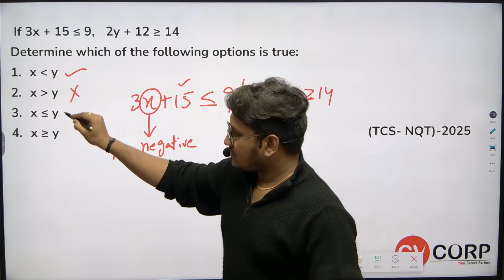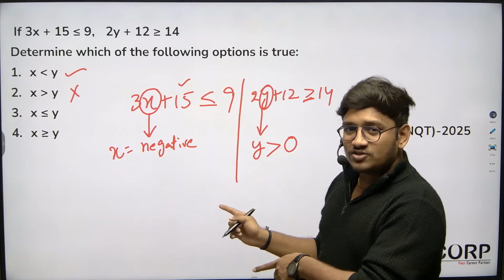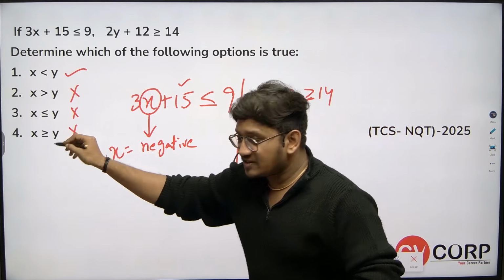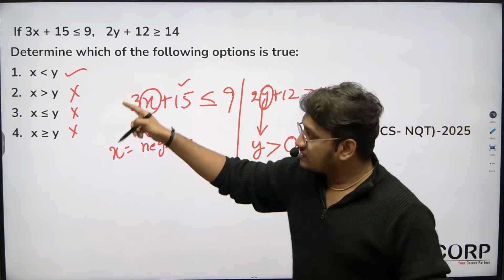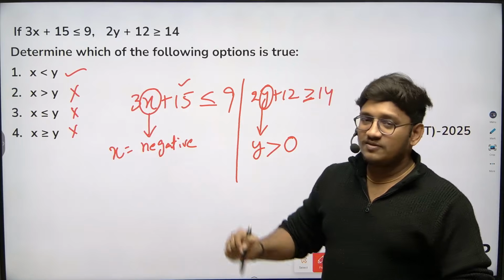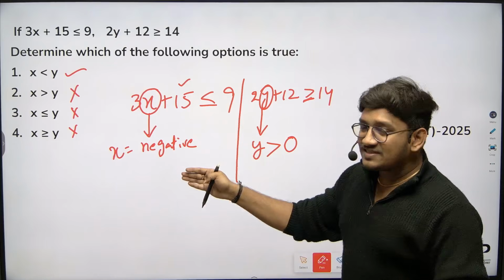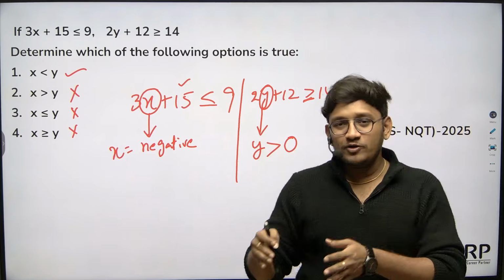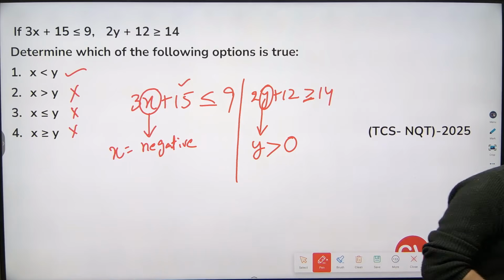No. Is x less than or equal to y? Is it possible to make it equal? No, not at all possible. So out of all the conditions, x is greater than or equal to y is again not at all possible. So the only condition which is correct is option 1: x value should be less than y, because x is negative, and y is positive and more than 0. I hope you all are clear with this particular question. Okay, let's move on to the next one.